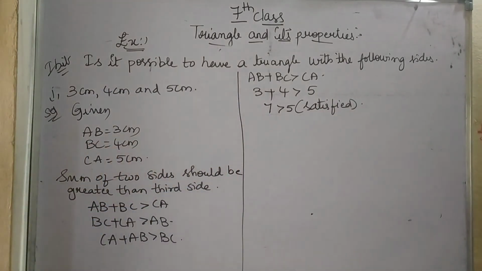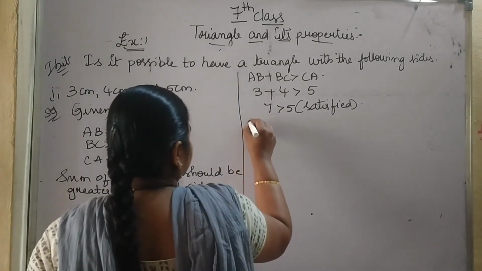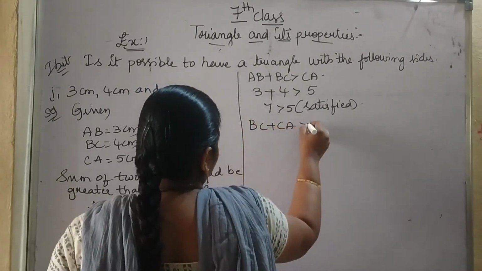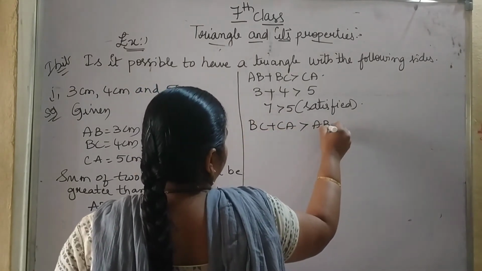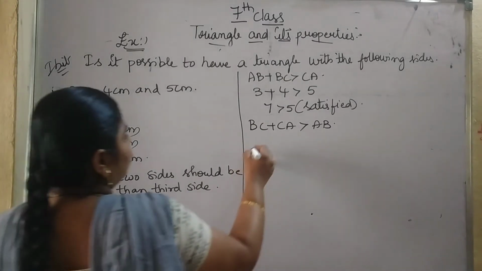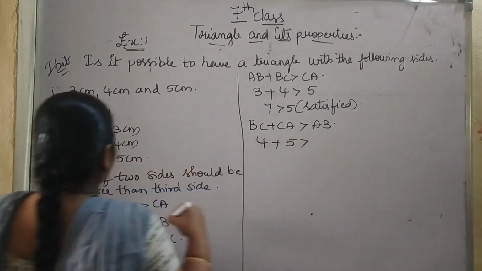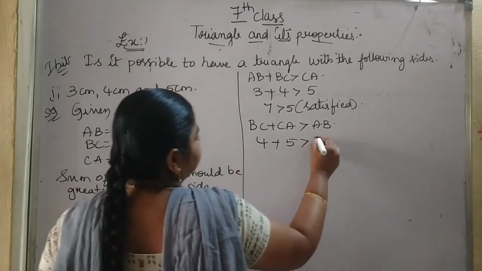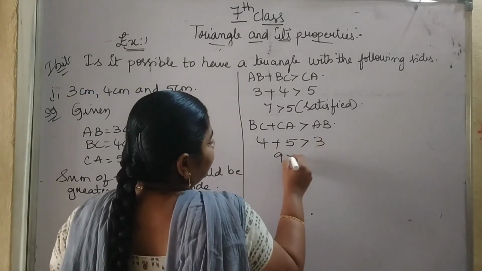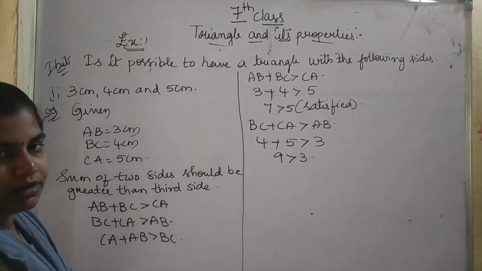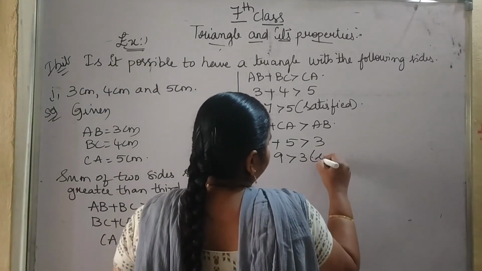Next, what is the next condition? BC plus CA should be greater than AB. So what is the BC value? 4. CA is 5. This should be greater than AB value, which is 3. So 4 plus 5 is 9. 9 is greater than 3. Is it right? Yes. So it is satisfied.